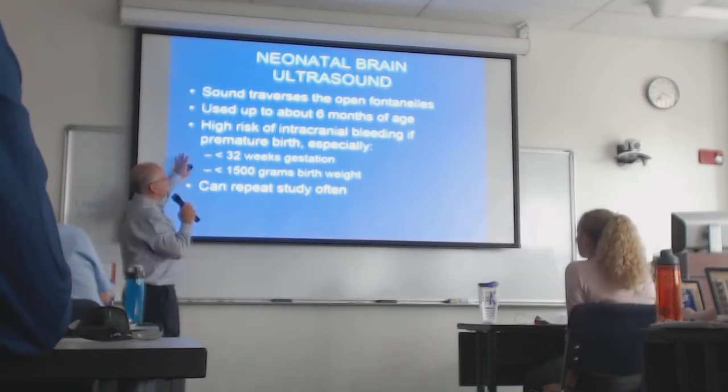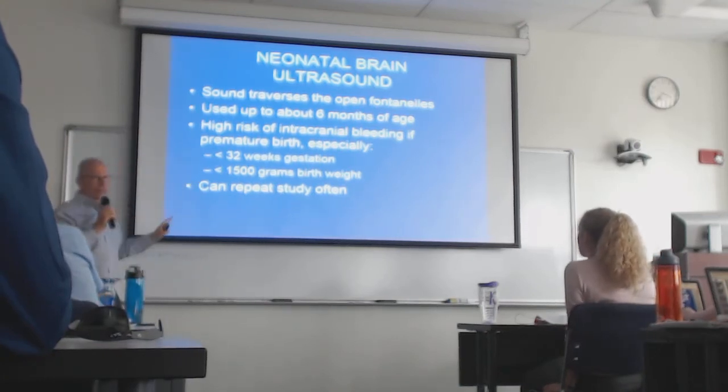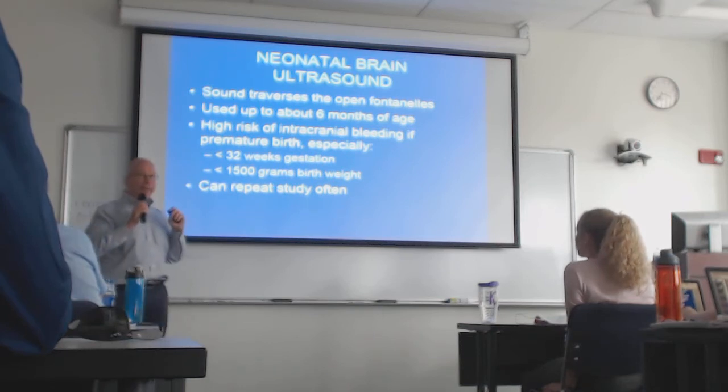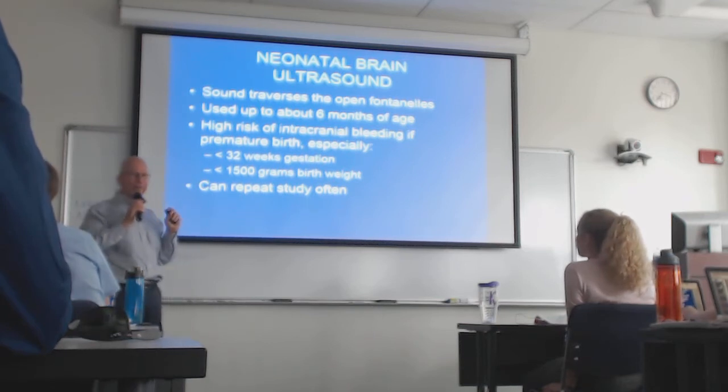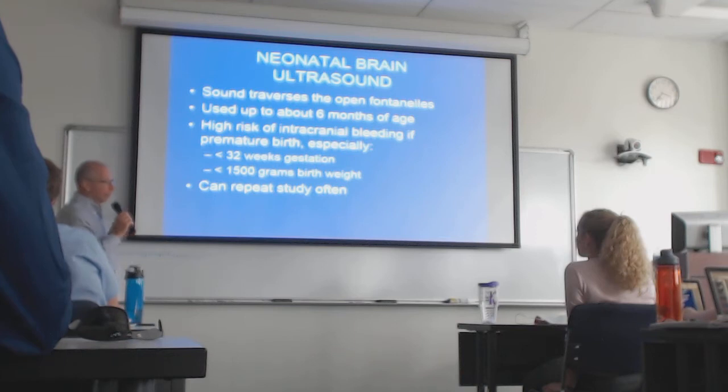So we talked about this brain ultrasound business, through the open fontanelles. Remember that there's a higher risk of intracranial bleeding in the premature newborn, okay? So less than 32 weeks, very high risk. That choroid plexus in the ventricles is very, very friable. And the possibility of developing intracranial hemorrhage is very high. And that's what we're looking for.